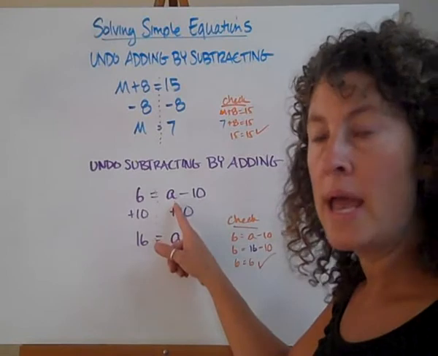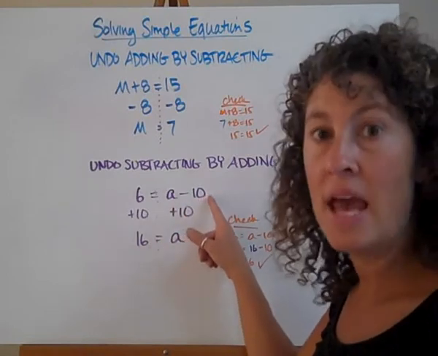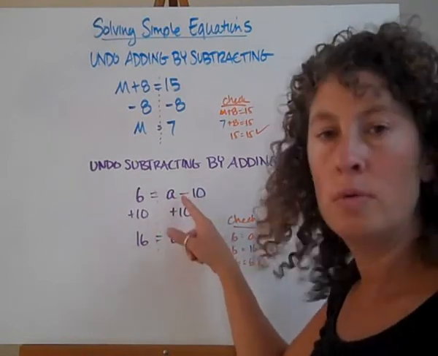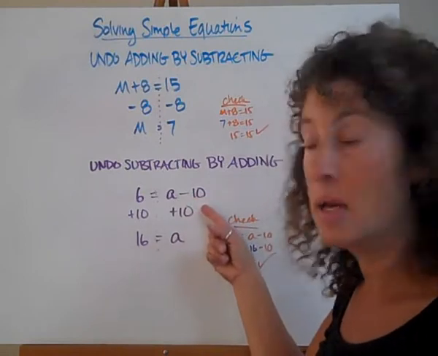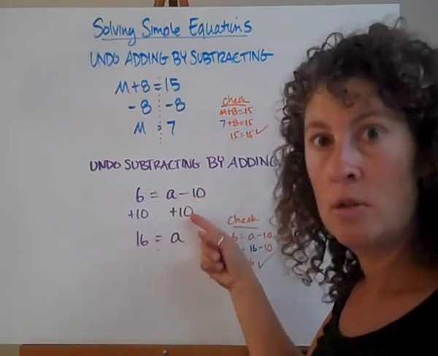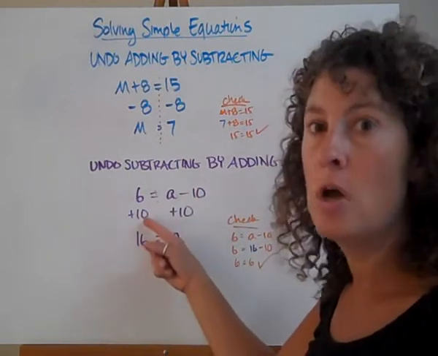So I see here my a had a subtracting 10 attached to it. I want to get rid of subtracting 10. I do that by adding 10. But again, if I add 10 on the right, I have to add 10 on the left also.